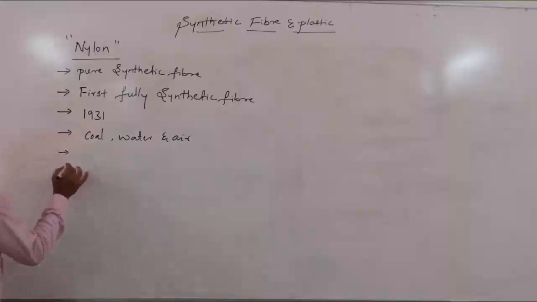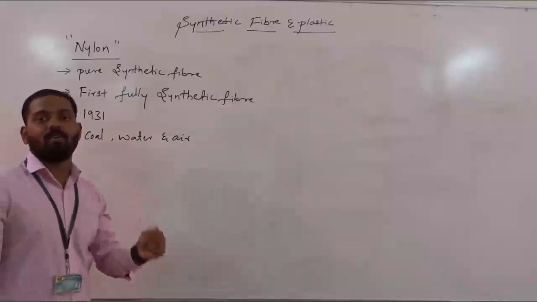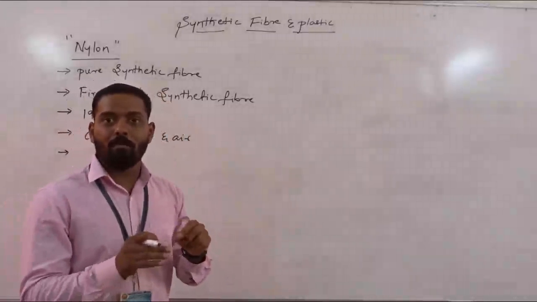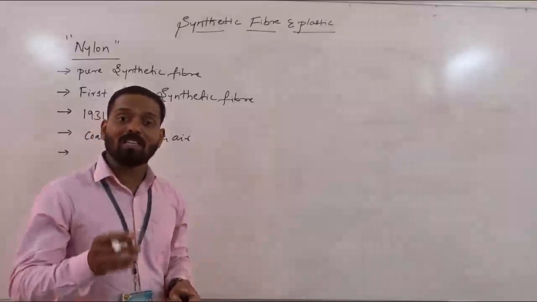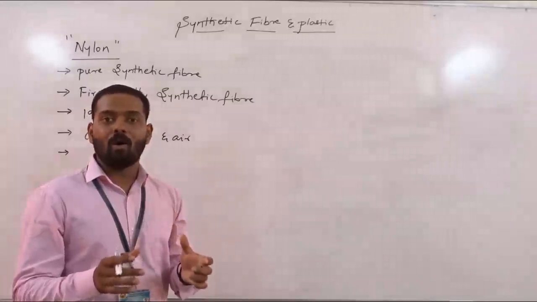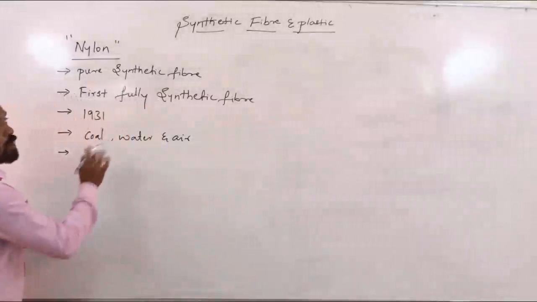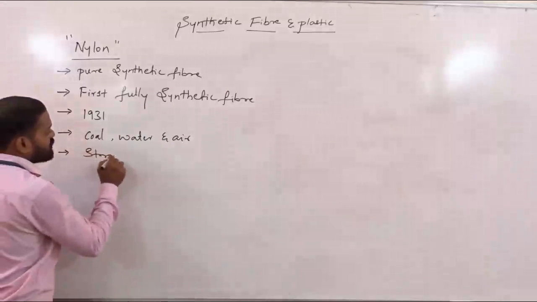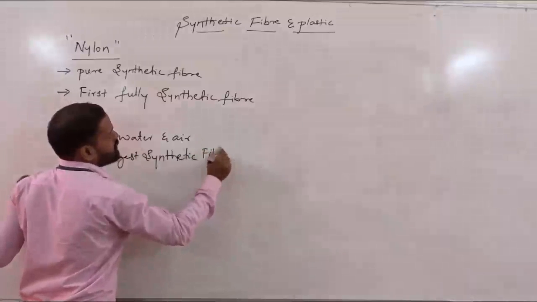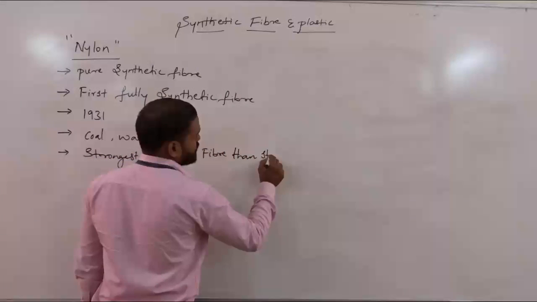Next, if you want to see more details about nylon, we can see them in the properties of nylon. Nylon is the strongest fiber compared to all synthetic fibers, because if you take a nylon thread and compare it with a steel thread of the same thickness and apply weight on both wires, the nylon wire is generally stronger than the steel wire. That's why we call it the strongest synthetic fiber, stronger than steel wire.